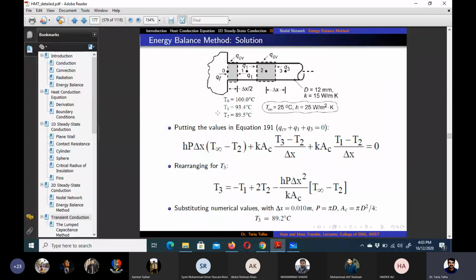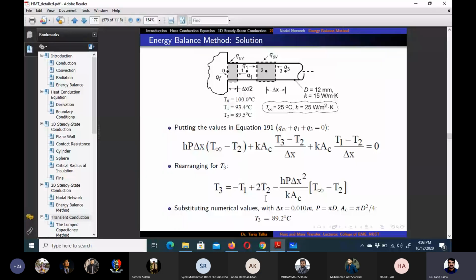If you see the values of T naught, T1, T2, they are decreasing from 100. So 100 is for T naught, T1 is 93, which should be less than this because heat is being lost from this fin by convection. Node 2 has 89.5, and for node 3 it should be less than 89.5. Here it is 89.2, so it is physically correct.